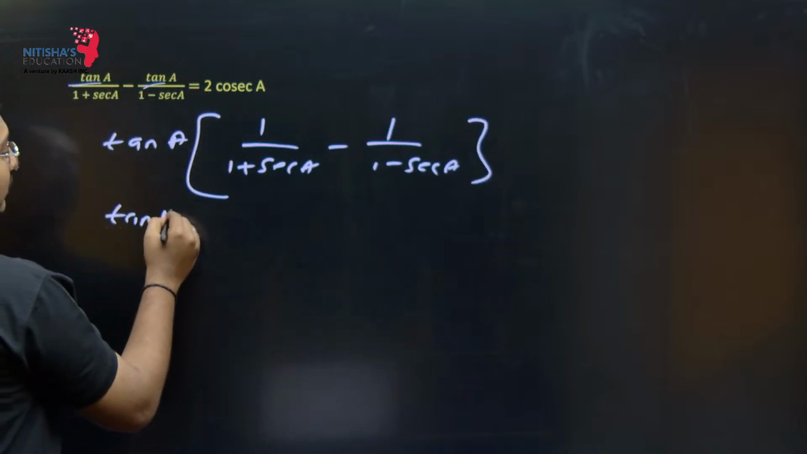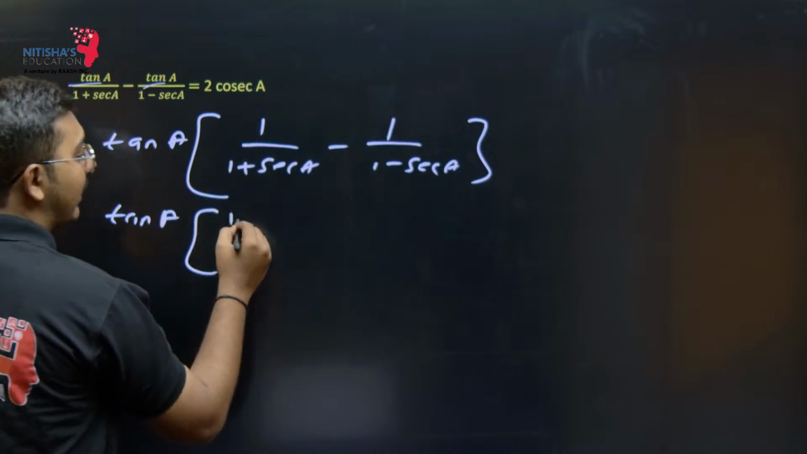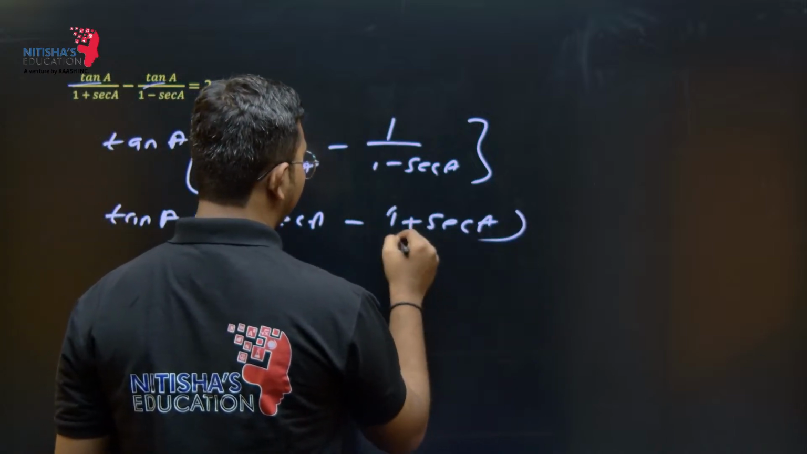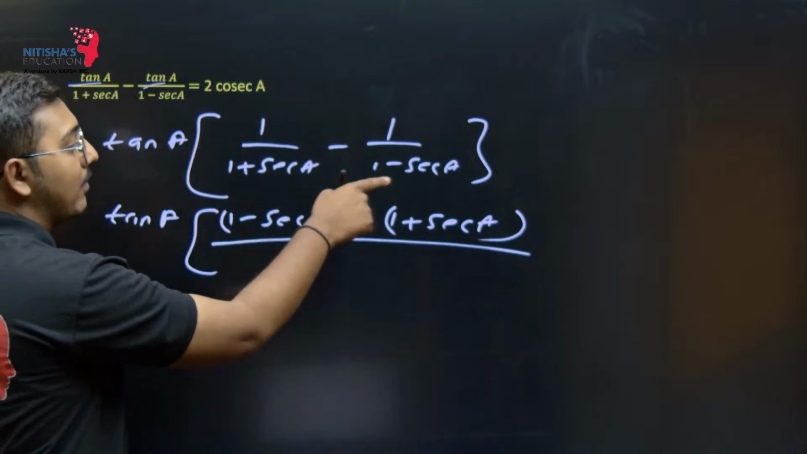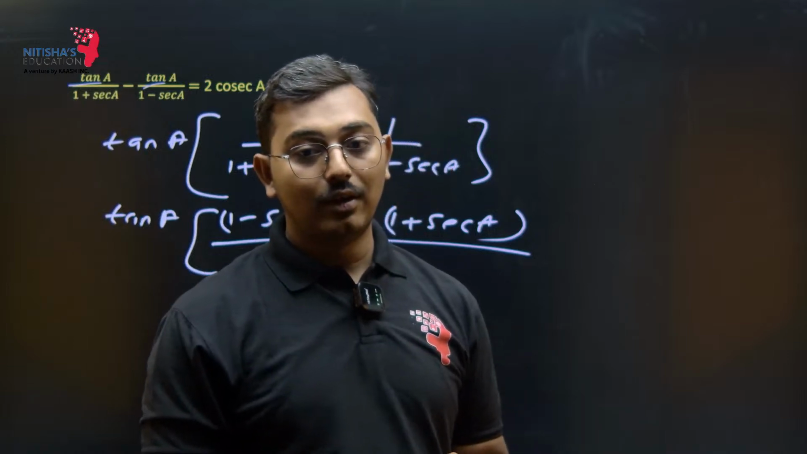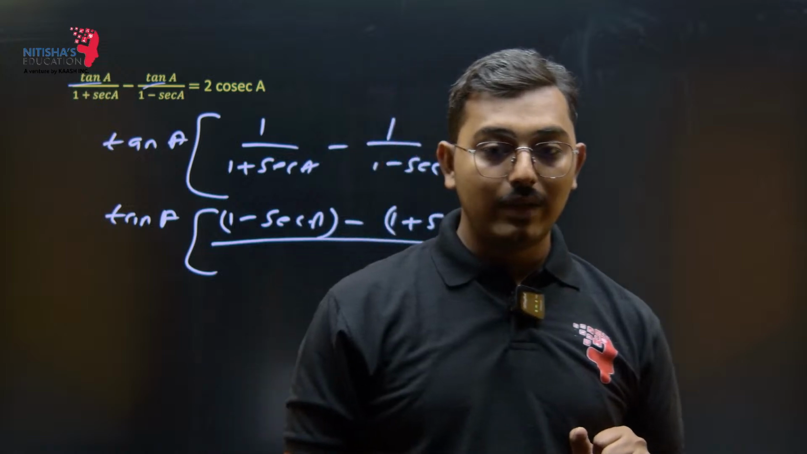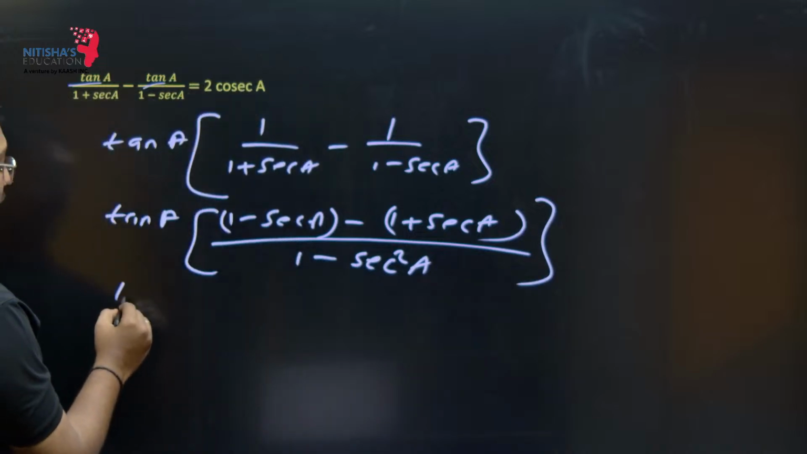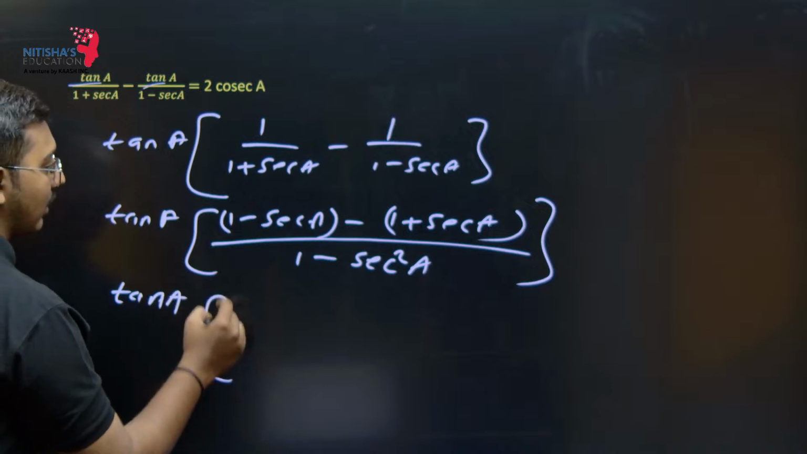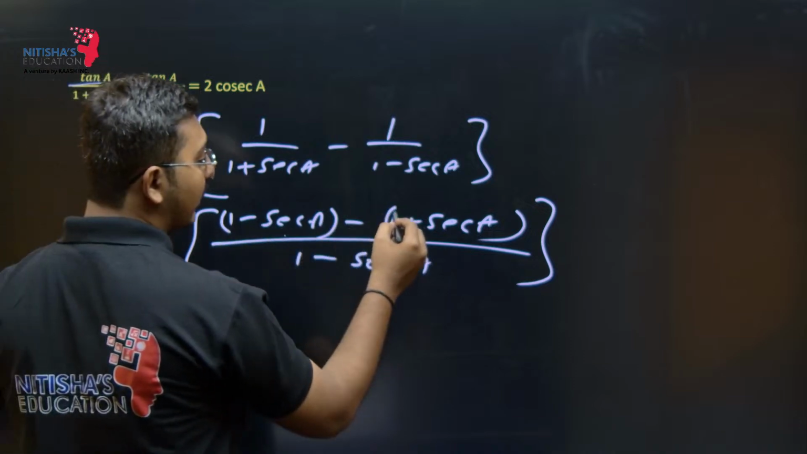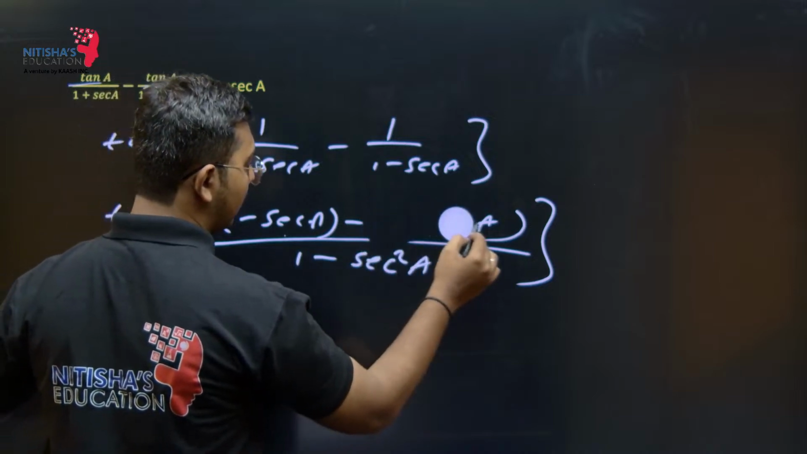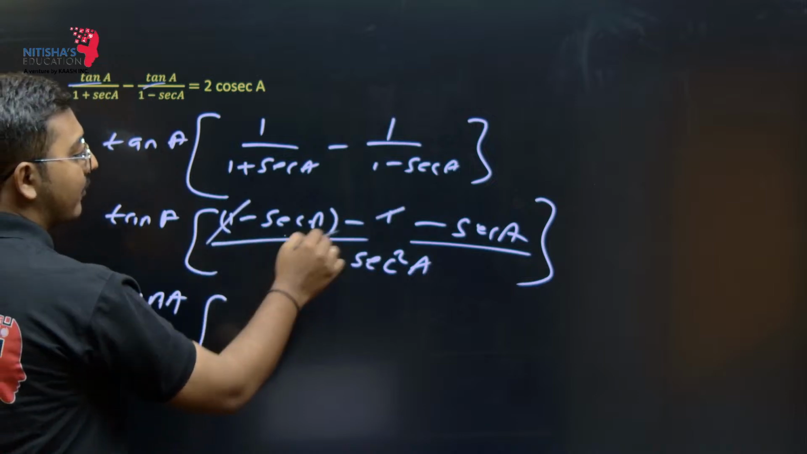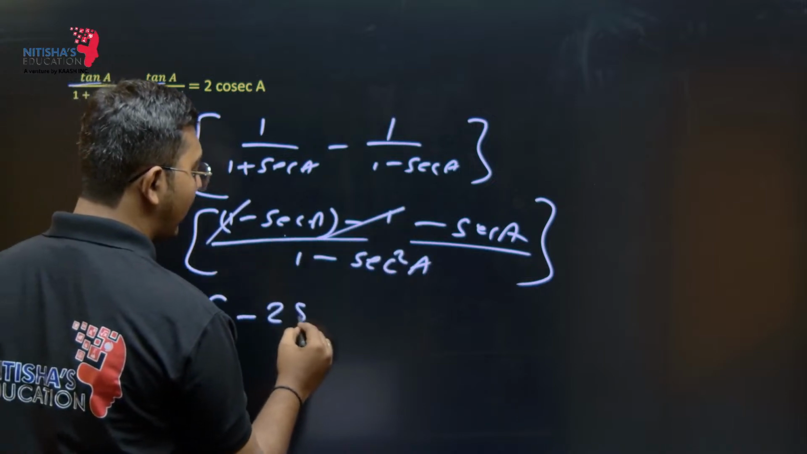So again tan A. Taking LCM, 1 minus sec A will be this side, minus 1 plus sec A would be this side, whole divided by 1 plus sec A times 1 minus sec A, which is again A plus B into A minus B, which is nothing but A square minus B square, which is given as 1 minus sec square A. Okay, so tan A, 1 minus sec A minus 1 minus sec A. So this 1 will be cancelled with minus 1 and this will provide you minus 2 times sec A.